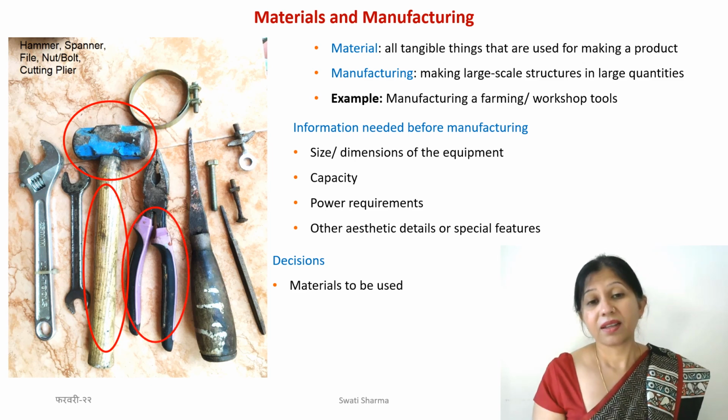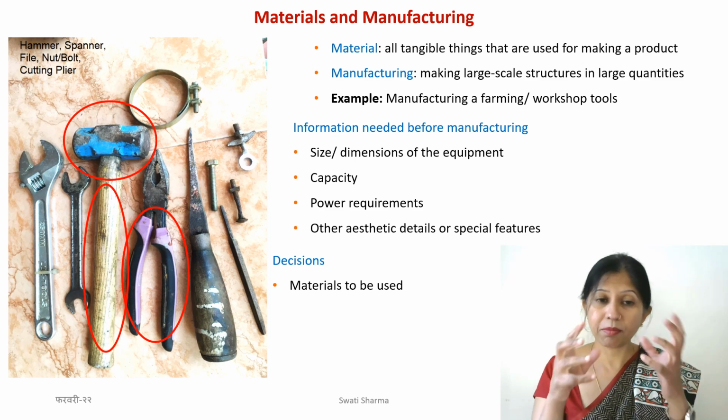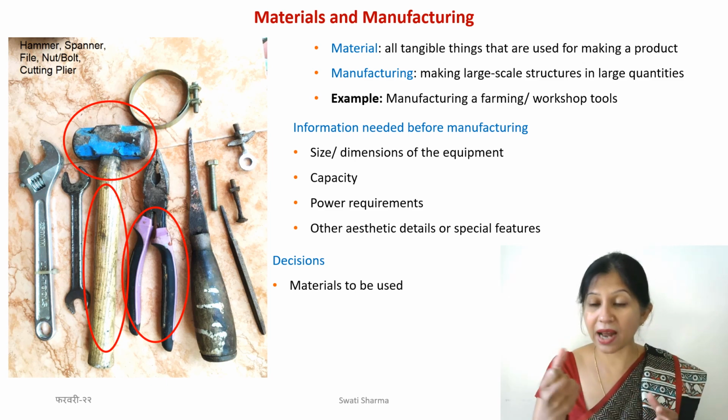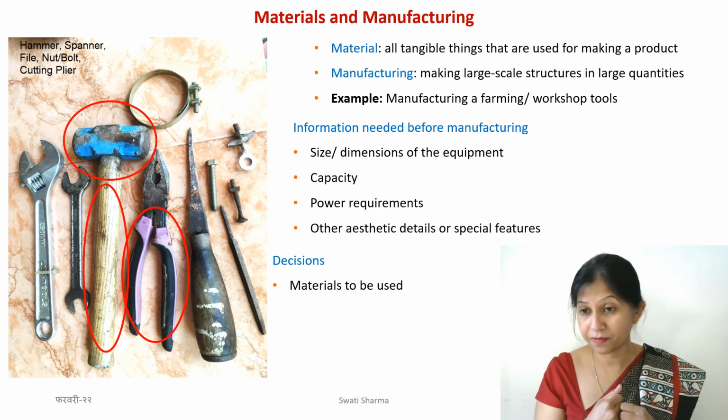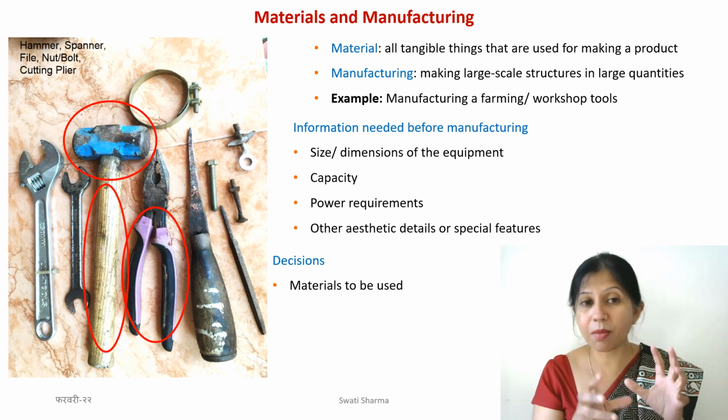Now if you see this other tool, it has a pinkish color handle which has a plastic coating on it. So plastic is another material. Now how many materials have you seen here? Three materials you have already seen. Now think about what the other things are.